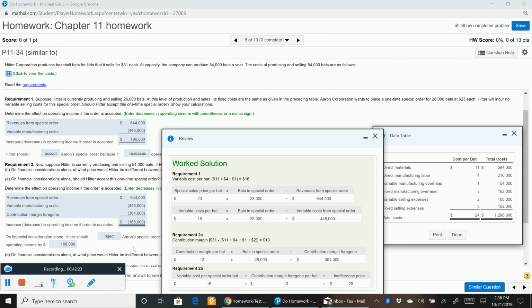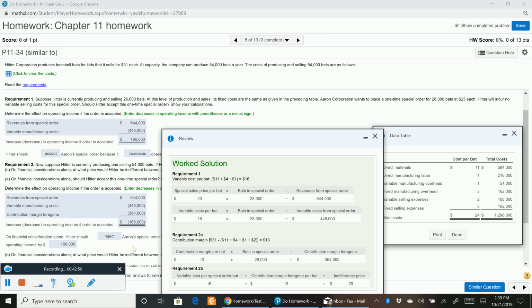In this next problem, we have an opportunity to accept a special order or not. So we have a company here, Hitter Corporation. They produce baseball bats for kids, and they sell them for $31 each. At capacity, the company can produce 54,000 bats a year. So their existing assembly line can only handle 54,000 bats a year for manufacturing.